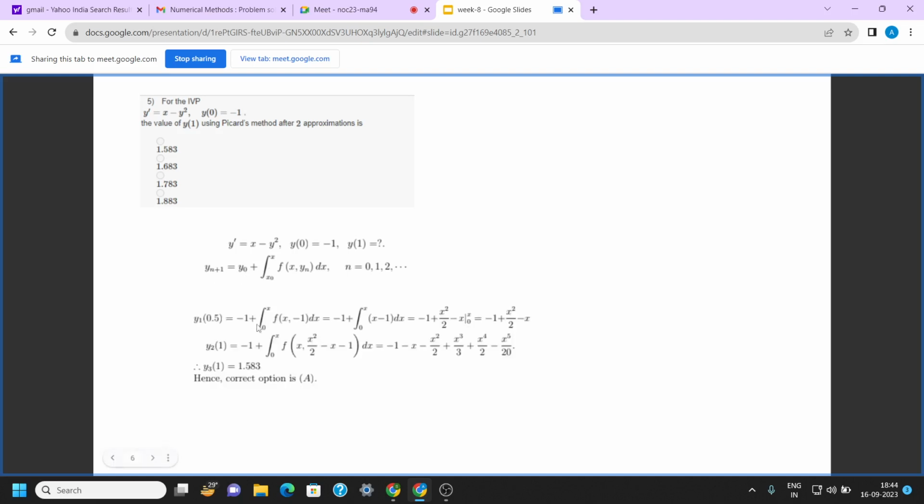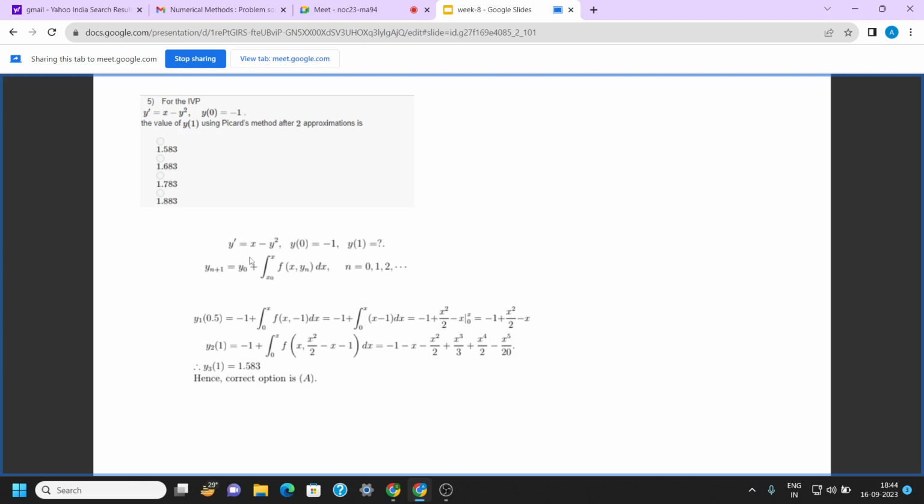So y1, that is at 0.5. Here it was 0, so the next approximation will be at 0.5, right? So this will be equal to, what is y0? Y0 is minus 1. So substitute here minus 1 plus integral over x naught is 0, so 0 to x, then f of x comma y naught. Y naught is minus 1. So f of x comma minus 1 dx.